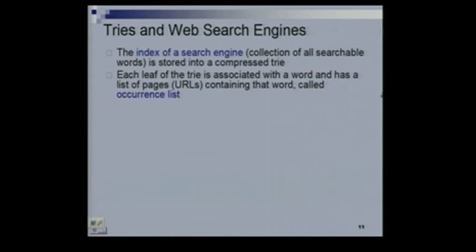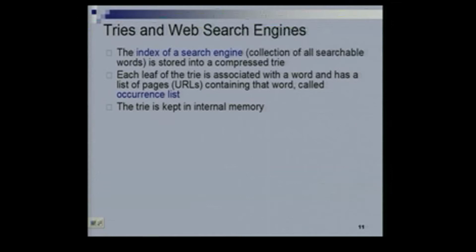And each leaf of the trie is associated with a word, and together with the word, just as we stored occurrences with the word in its text there, now we will have which URLs contain the word in which it occurs. Right? That's called the occurrence list.